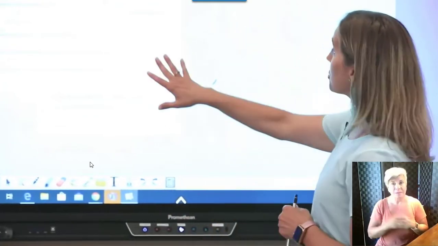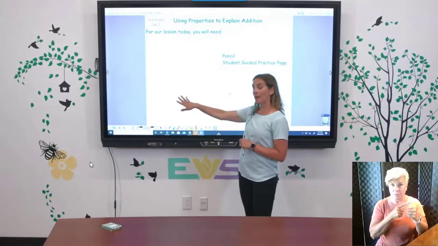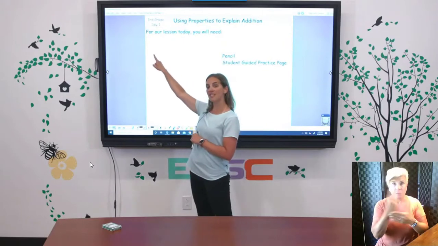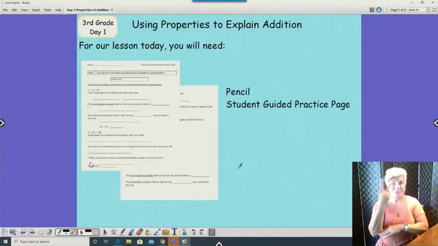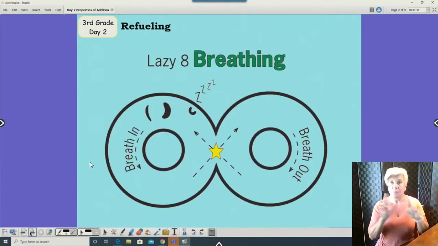Before we get started, there's a couple of things I need you to have in front of you for our lesson today. The first one is your guided practice page. Make sure that you're looking at the one that says day 2 up here, and then you're just going to need a pencil. Make sure, like always, you've got that eraser because sometimes we make mistakes, but that's okay. That's how we learn.